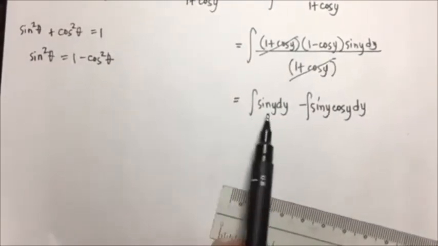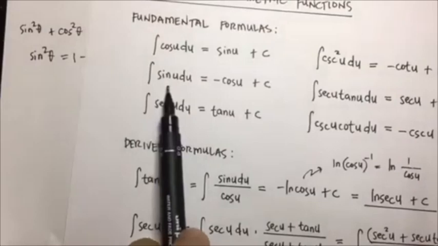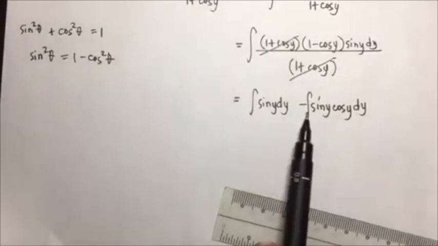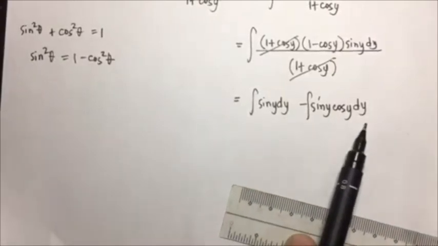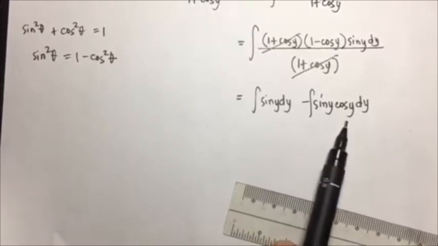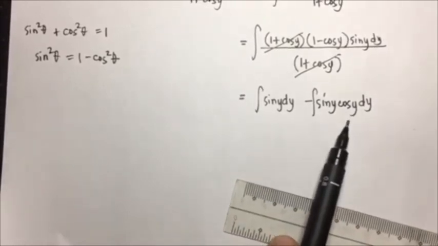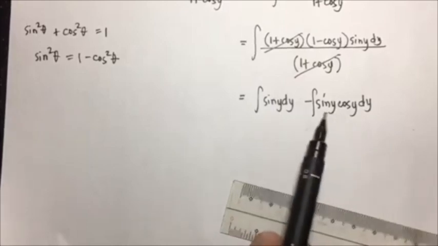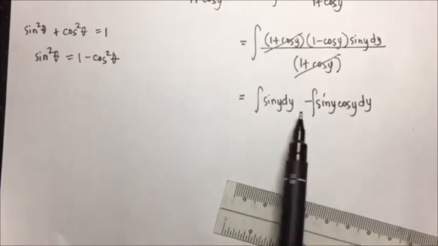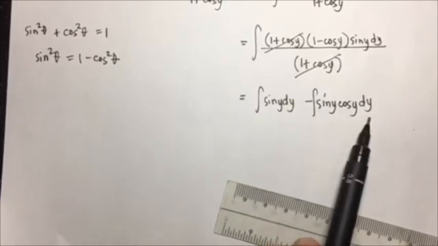So how do we integrate this? The integral of sine y dy, from the formula, is equal to negative cosine. So how about the integral of sine y cosine y dy? We have two methods. The first one is we can apply the power formula, wherein we select one as our u and the other one as our du. We can select sine y as our u and then du is cosine y dy, or we can select cosine y as our u and then sine y dy as our du.